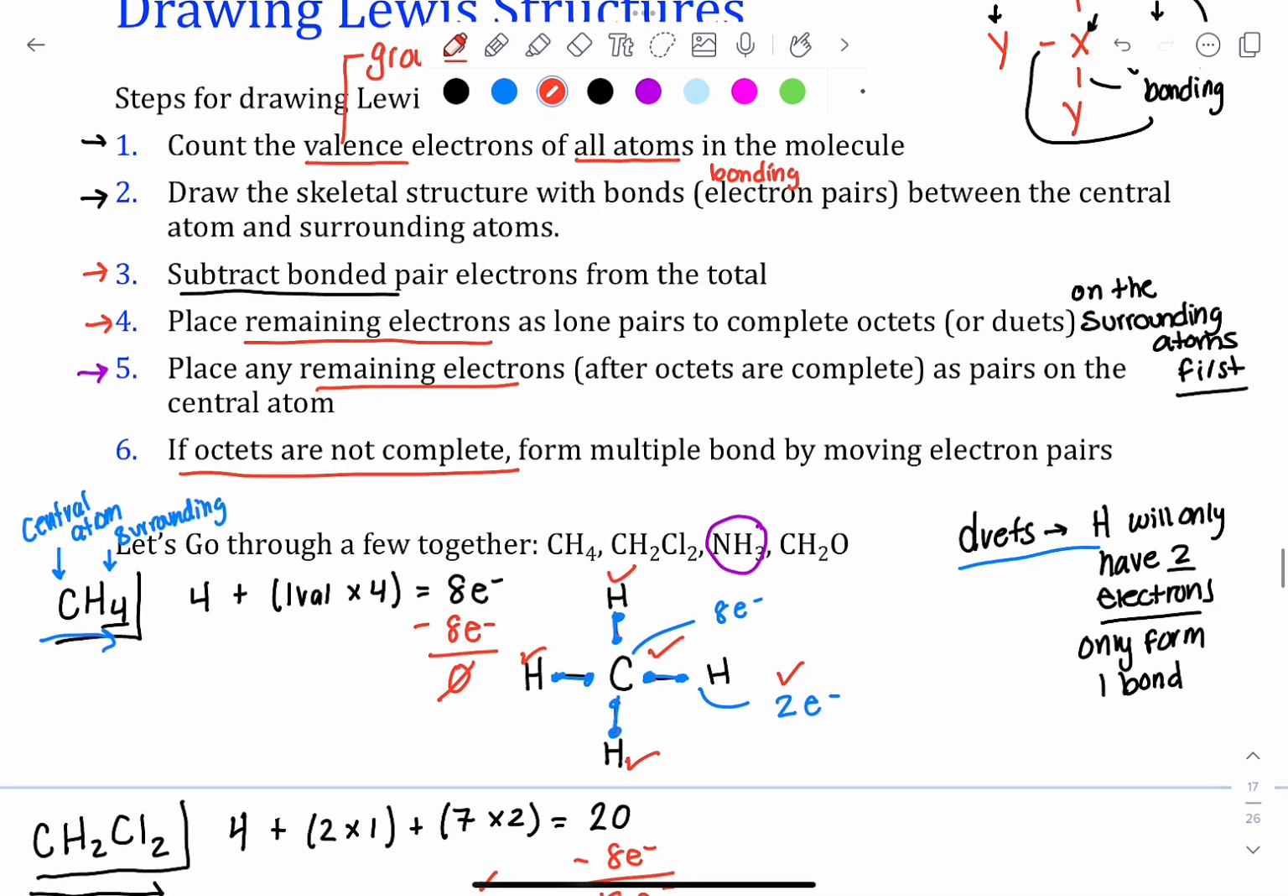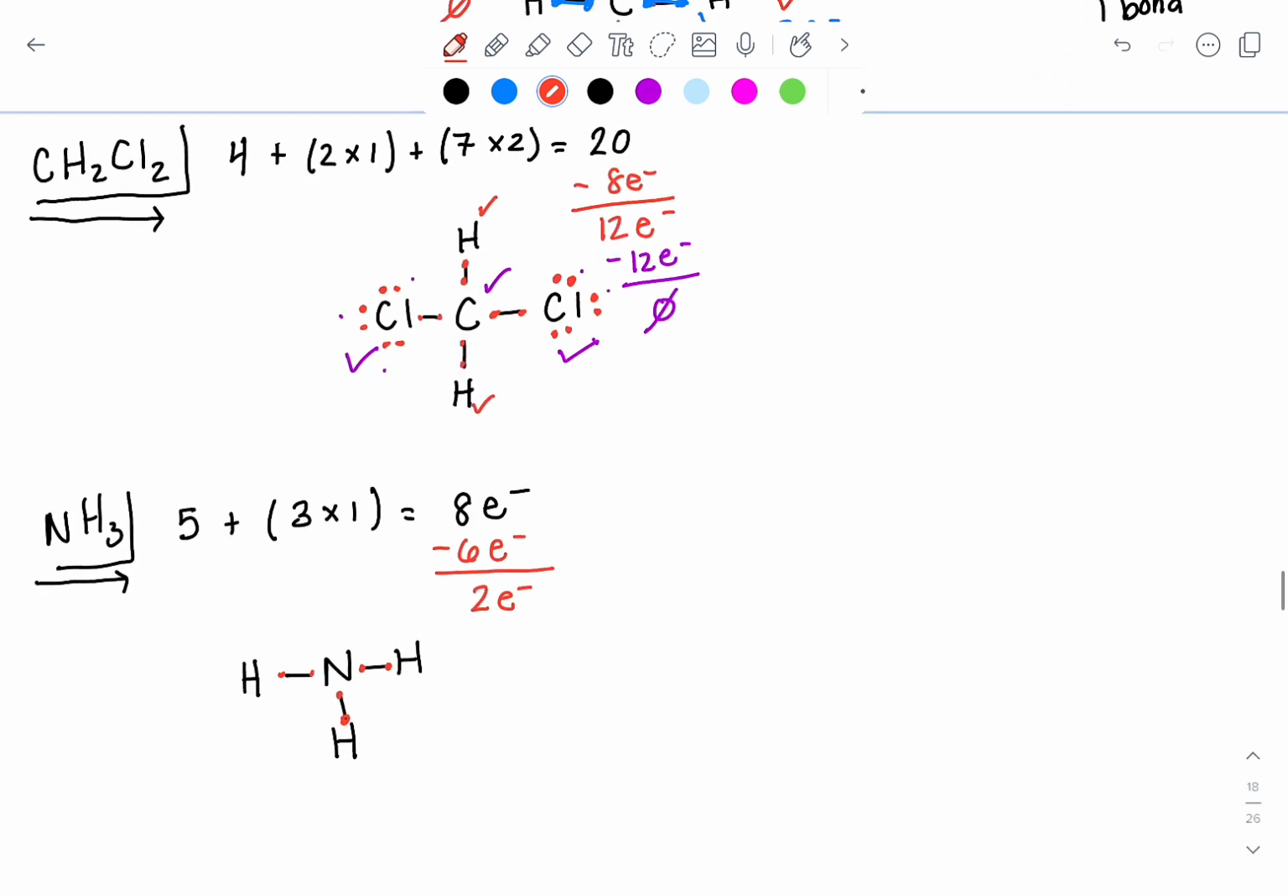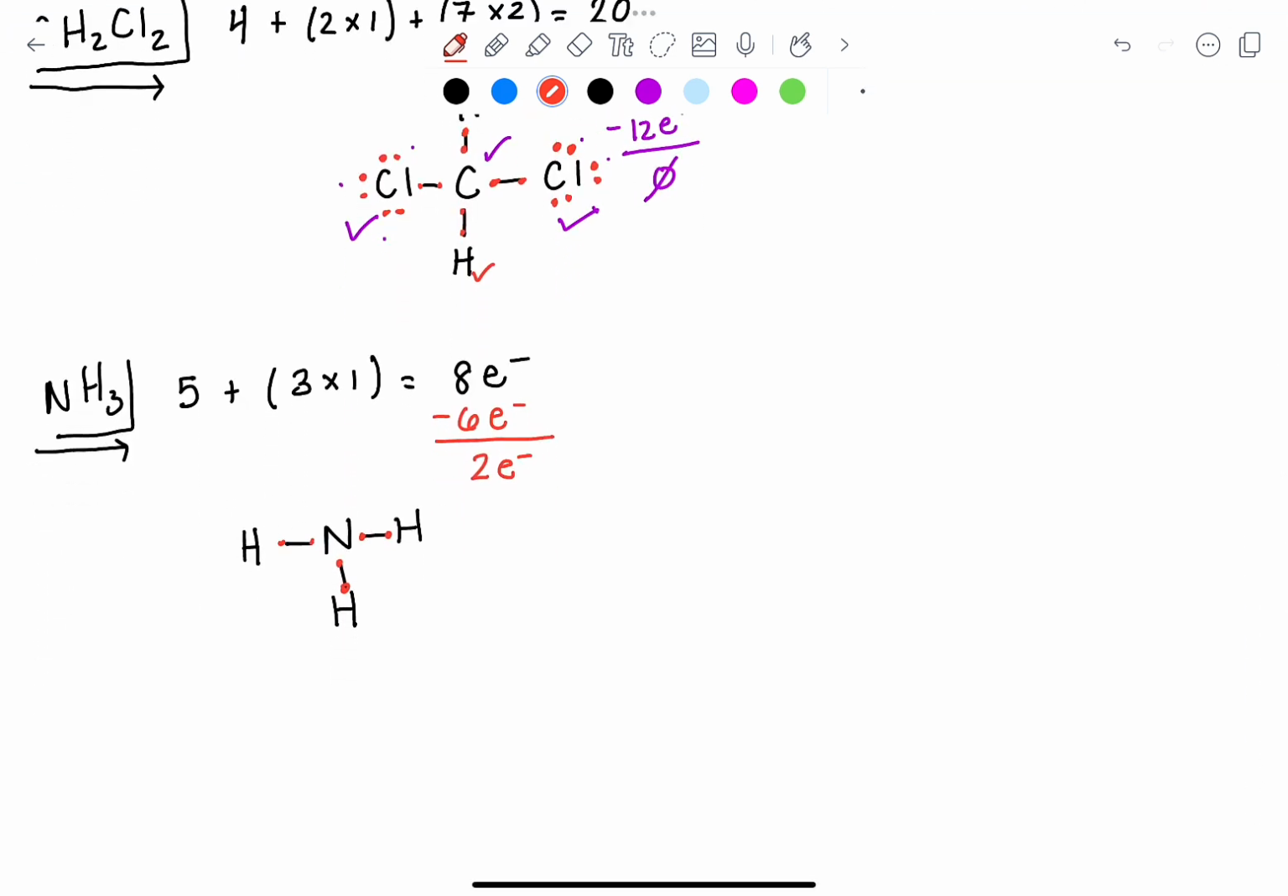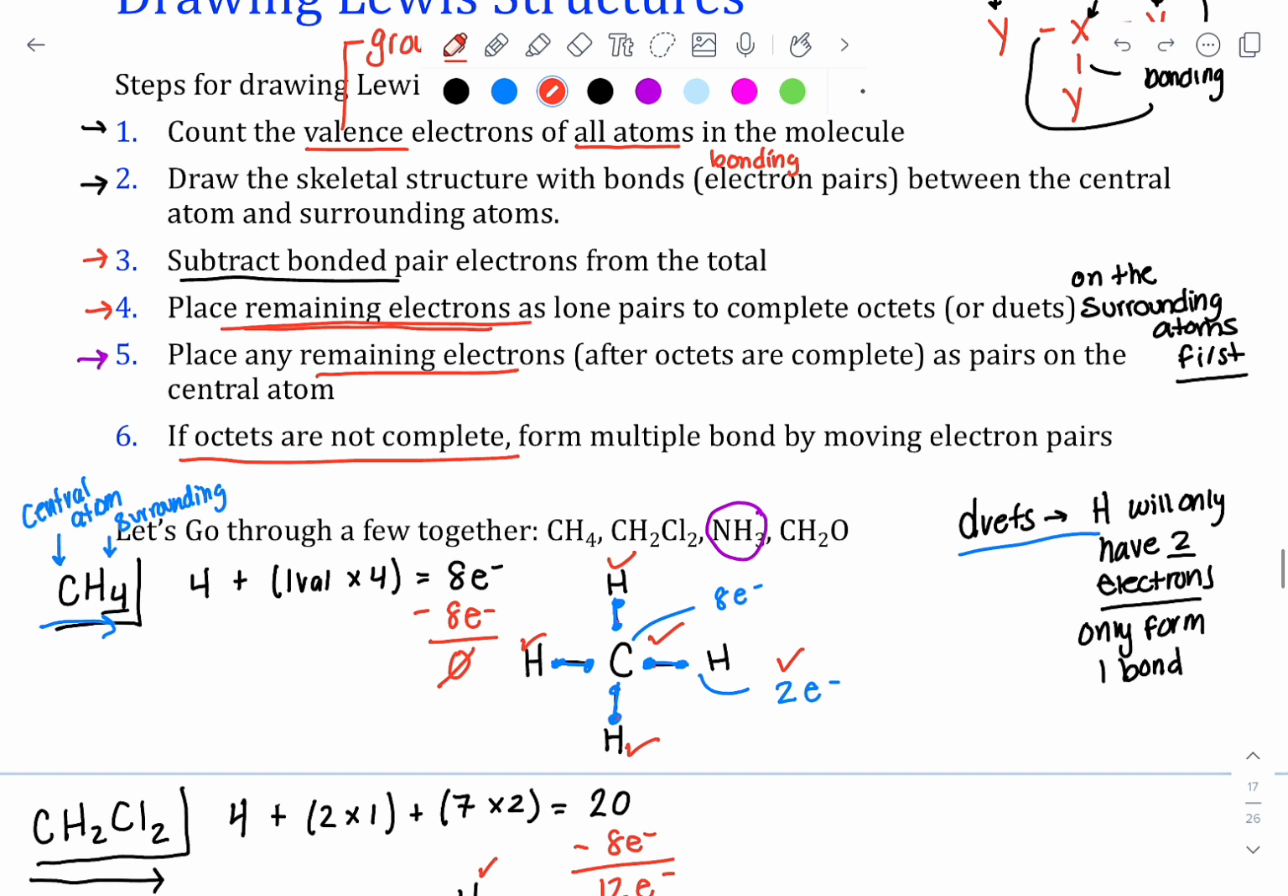step 4 tells us to place remaining electrons as lone pairs to complete octets or duets. Since our surrounding atoms are all hydrogens and they all have their 2 electrons associated with them, right? These 2 electrons go to that hydrogen, these 2 electrons go to that hydrogen, and those 2 electrons go to that hydrogen. They all have their duets, so all of those hydrogens have their duets and they're happy. So we've completed step 4 without having to place any remaining electrons anywhere. So we still have 2 electrons left.